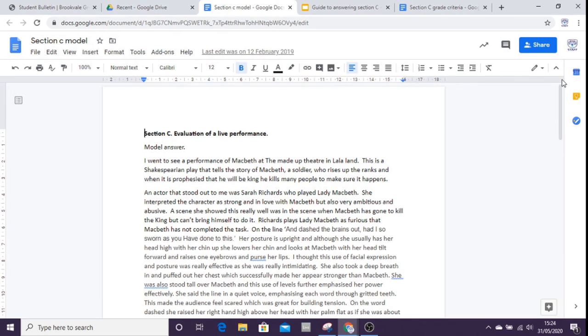What I want you to do today is to go through the sample answers and to really think about what should be included in an evaluation. You all wrote an evaluation which Sir marked for you from A Doll's House, which you can also look back at and see what feedback you got from him. And on Wednesday you will be watching a performance, so that the week after you will actually be doing a Section C question.